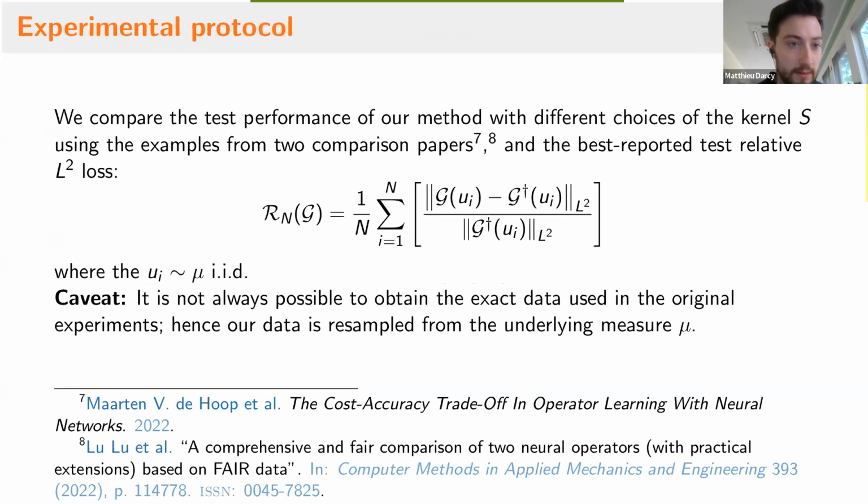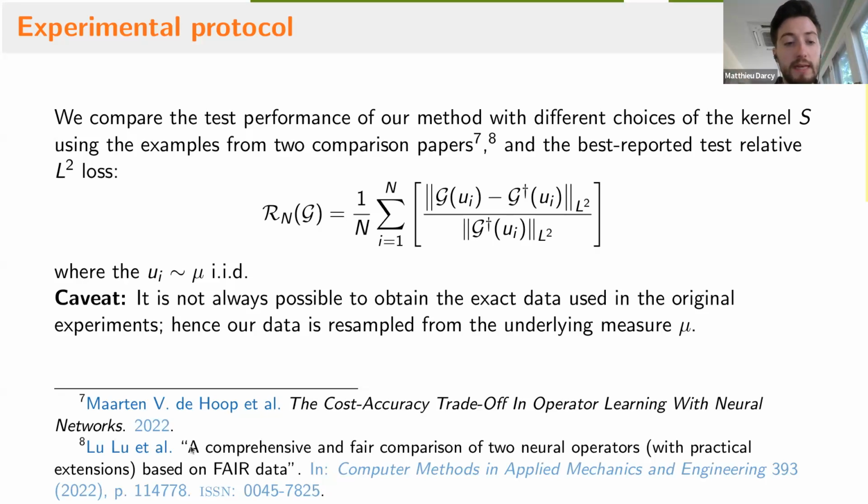Okay, so in terms of numerics, we tested our performance against examples taken from two comparison papers. One of them, which I've already mentioned, is the paper on the cost accuracy trade-off in operator learning with neural networks. This paper compares many different neural networks, including FNO, DeepONet, PCA-Net, and others, and especially looks at the cost accuracy trade-off.